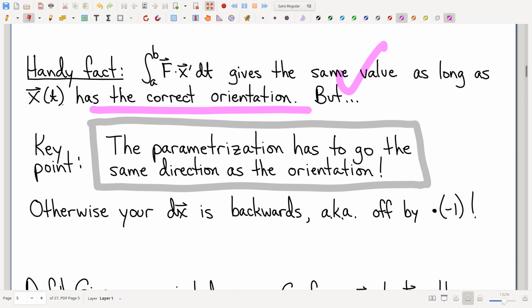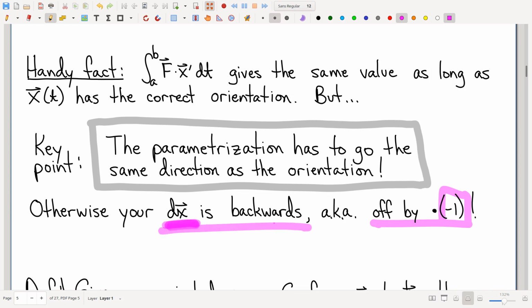Okay, but if you parameterize the wrong way, you're going to be off by a factor of -1. You're going exactly the wrong direction. Each one of your little dx differentials will be pointing the wrong way, right? So on each little piece of curve here, you're supposed to go that way, but you were going that way. These vectors are exact negatives of each other. So in your integral, every term in your summation will be exactly the negative of what it should have been, and thus you'll get exactly the negative of the right answer.